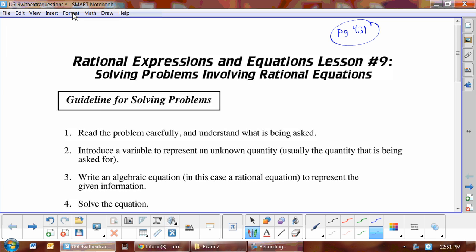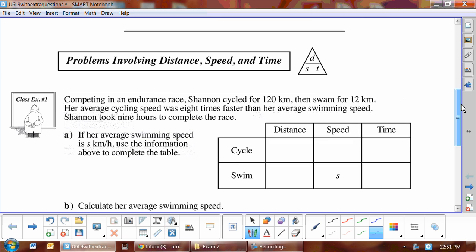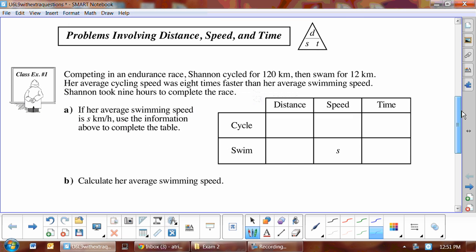Okay, so last lesson of the unit is the problem solving. We're going to dive right into it. There's two main types of problems we'll be doing. One's involving distance, speed, and time. And the other ones, we called them shared work problems.